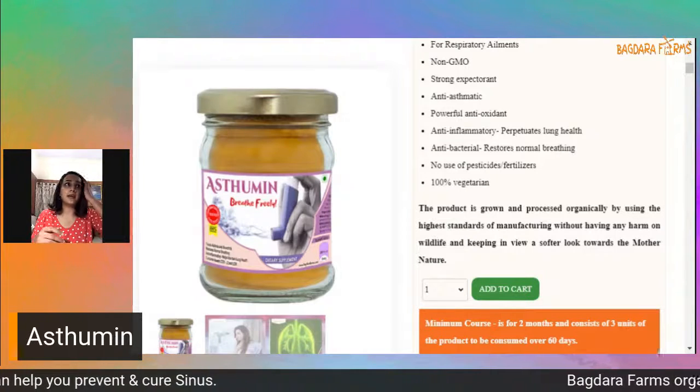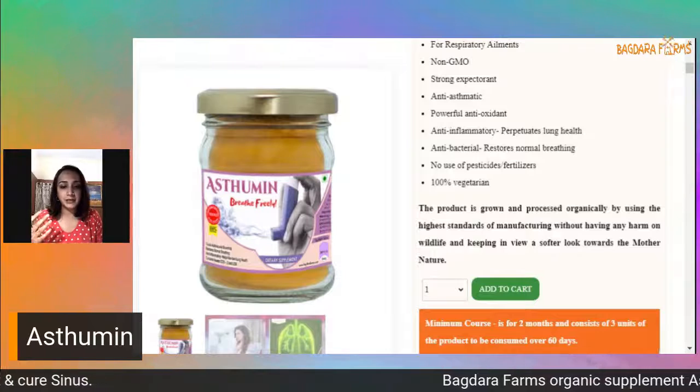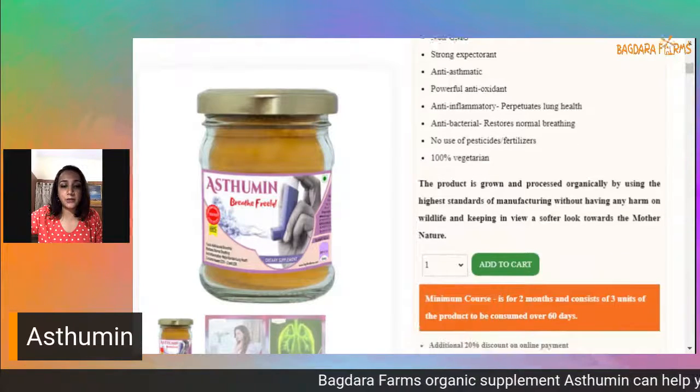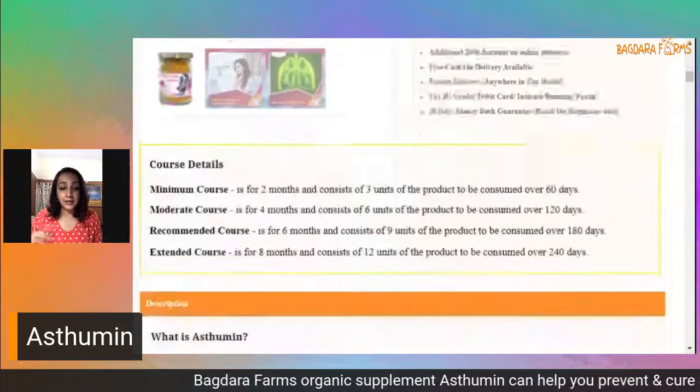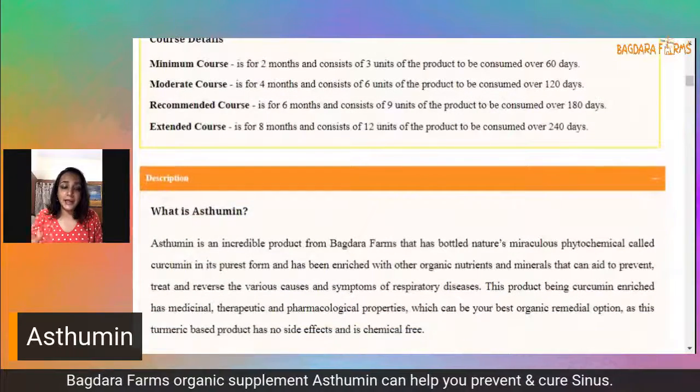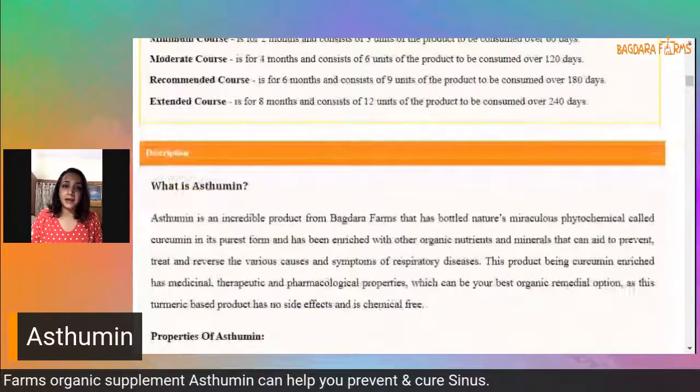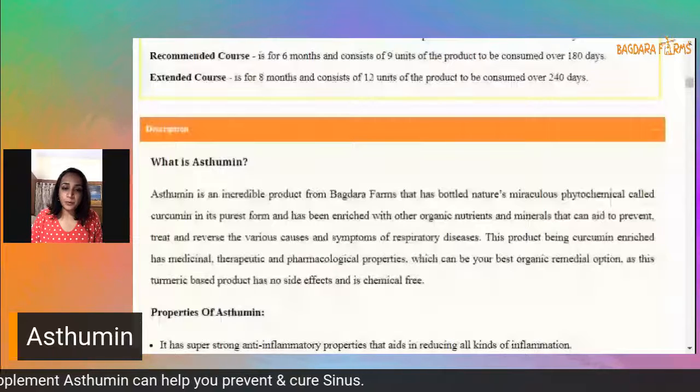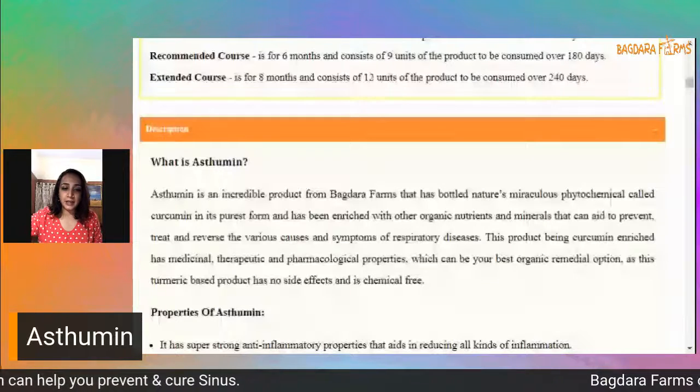If the sinus is caused by a viral infection, if your infection is caused due to any kind of virus, bacteria, then the antiviral and antibacterial property of astumin works in taking care of that.